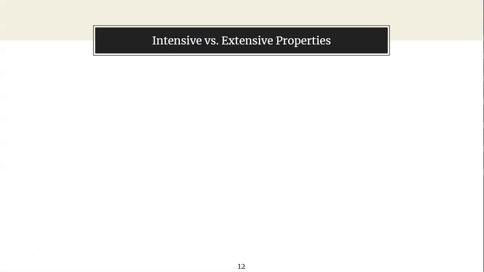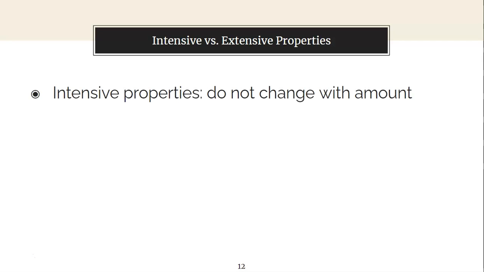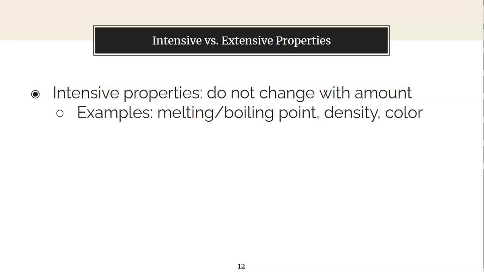Now, when we talk about physical properties, there are really two types, intensive and extensive. Intensive properties don't change with amount, no matter how much I have. So for example, melting and boiling point, density, and color.